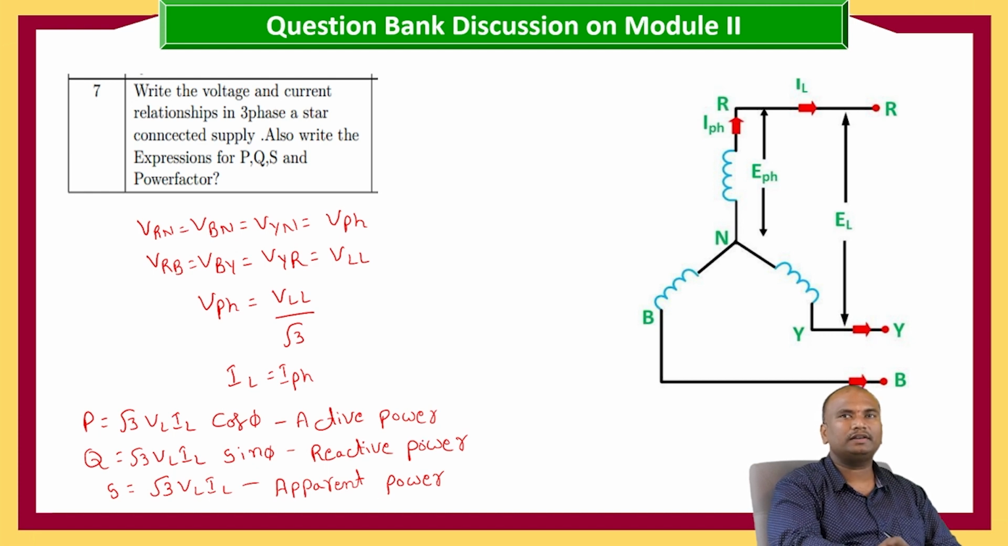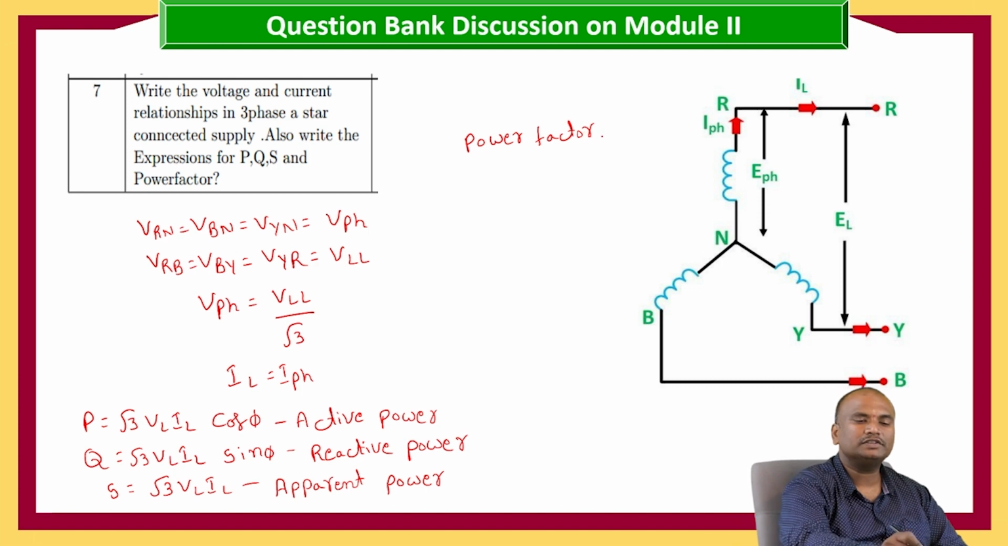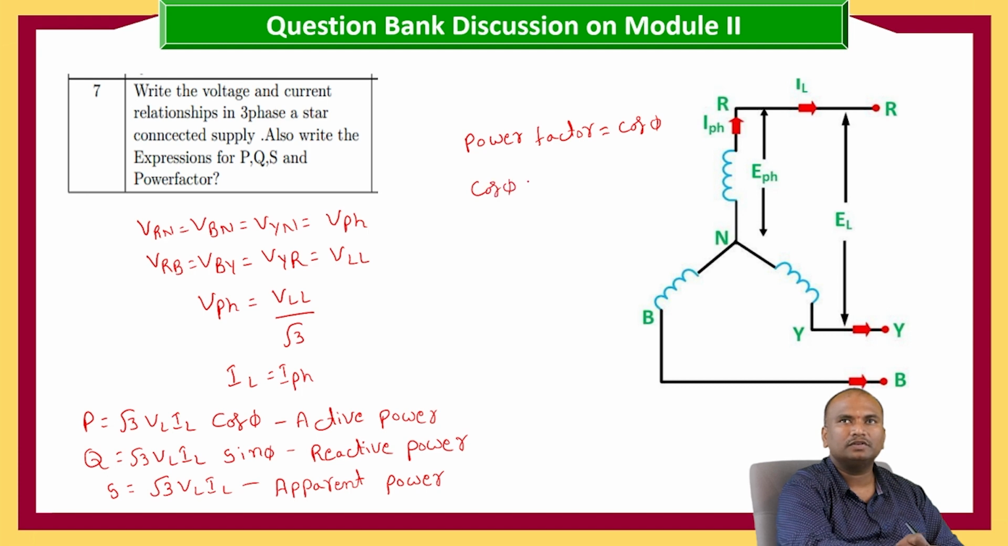And power factor is nothing but the cosine value of the phase angle difference between the voltage and current, which is cos phi. We can write it as cos phi is equal to P by root 3 into VL IL.